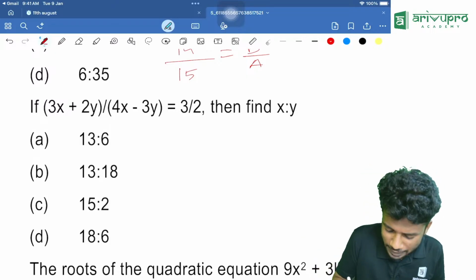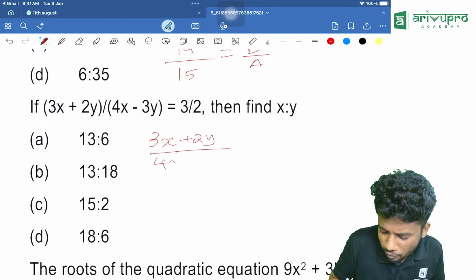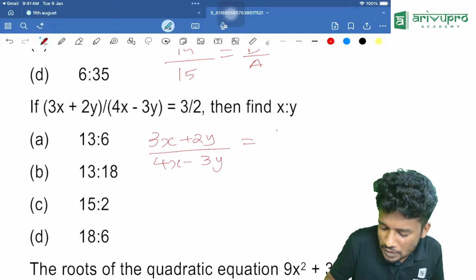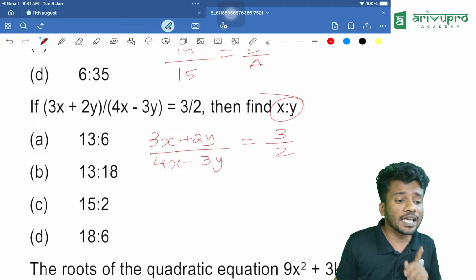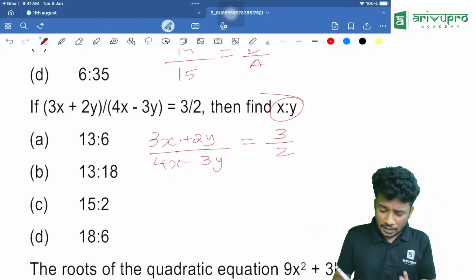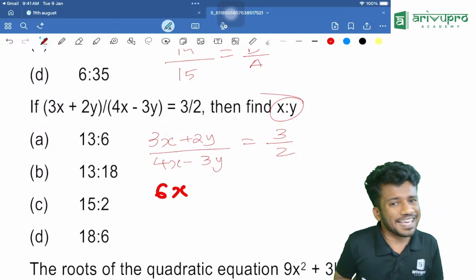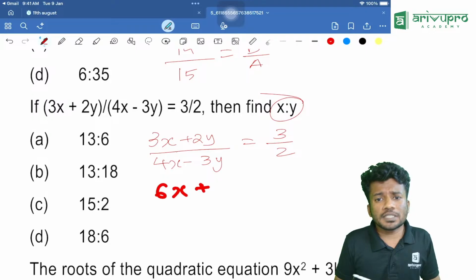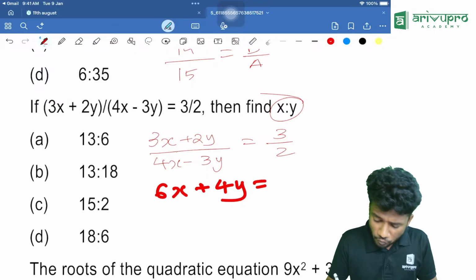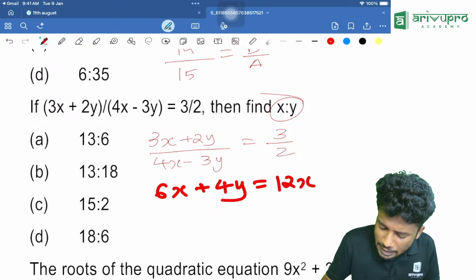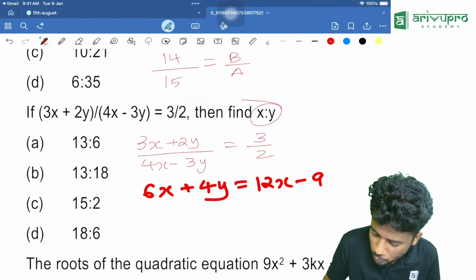Next one, the third question: 3x plus 2y divided by 4x minus 3y is equal to 3 by 2. We need to find x is to y. How to find that? Cross multiply. 3 into 2 is 6, so 6x plus 2 into 2 is 4, so 4y, which is equal to 4 into 3, which is 12x, then minus 3 into 3, which is minus 9y.